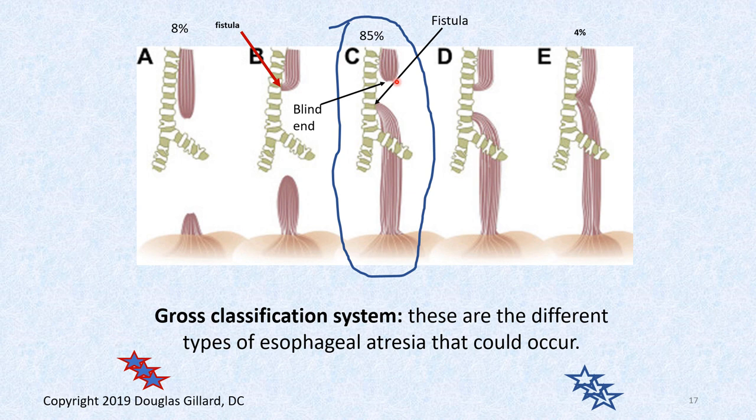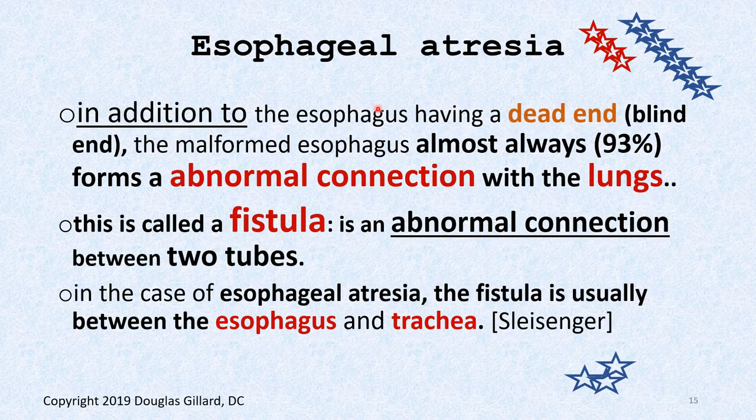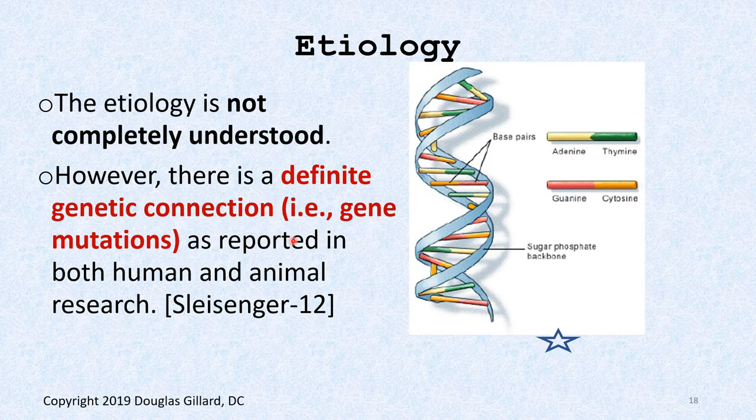Okay, and remember there's two, right? So there's a blinded, a dead-end esophagus, and then we have an abnormal connection right here, right? And what's that abnormal connection called? Where is it? Fistula. Fistula. We'll talk about other types of fistulas as well.